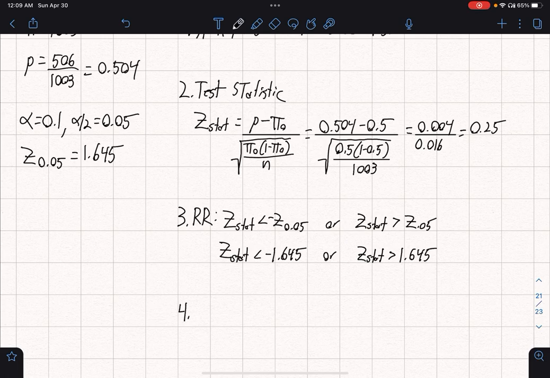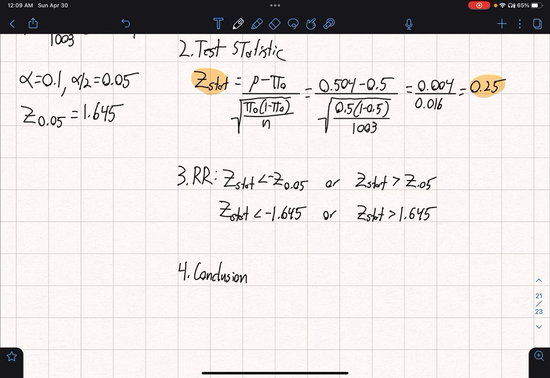Okay, so 4, we're now ready to make our conclusion. Okay, so we just plug in our test statistic into the rejection region and make a decision. So our z-stat is equal to 0.25. Is 0.25 less than negative 1.645? No, it's not. So it's not in that rejection region. How about over here? Is 0.25 bigger than 1.645? Well, no, it's not. So it's not in that rejection region either.